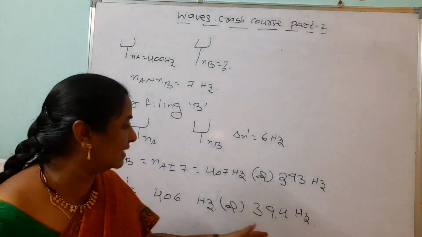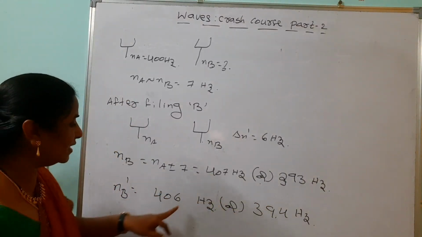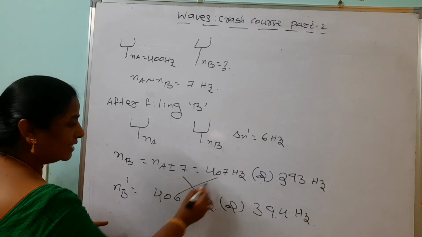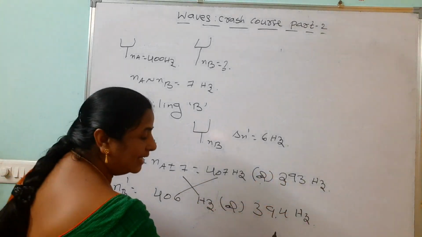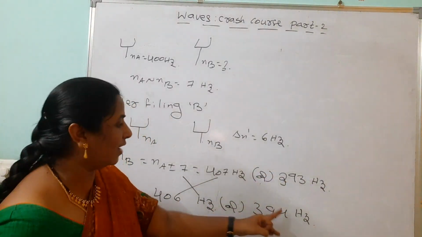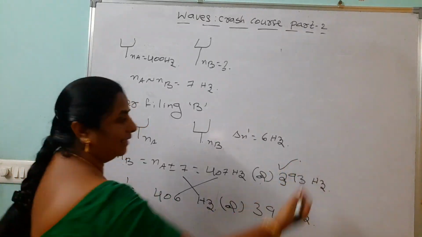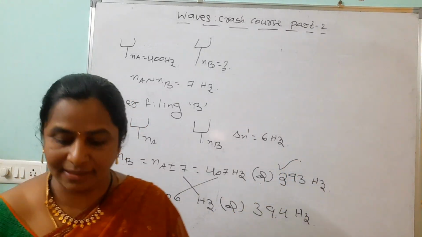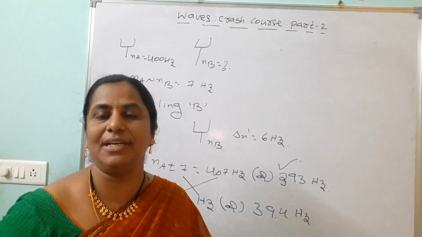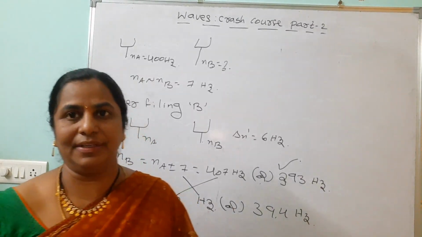Whenever we are shortening that, then what happens? Frequency is generally increasing. Here you see, this is 407, this is the 406. It's wrong. Here it is increasing, reverse of that waxing. So our answer is how much? 393 Hertz. So like that we can find out the beat frequency of the unknown tuning fork.